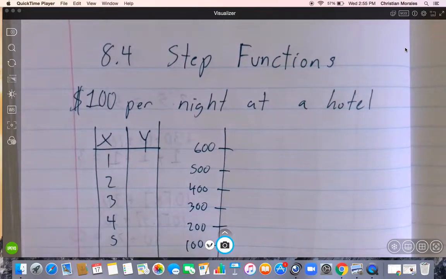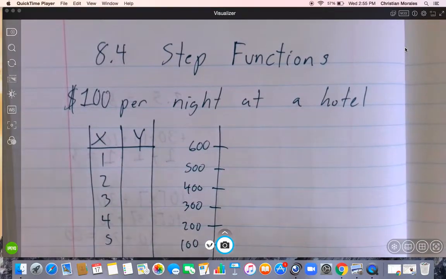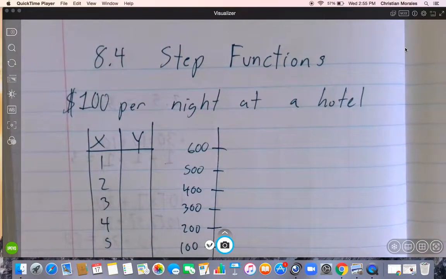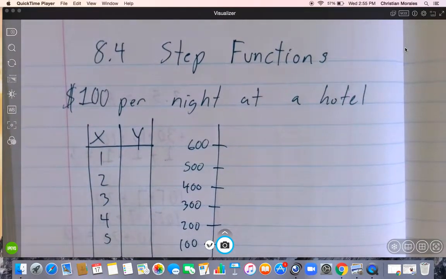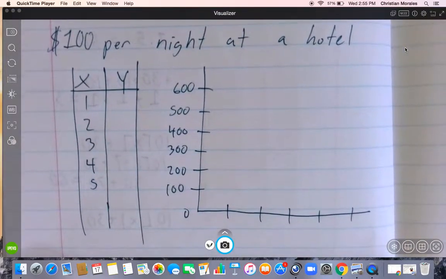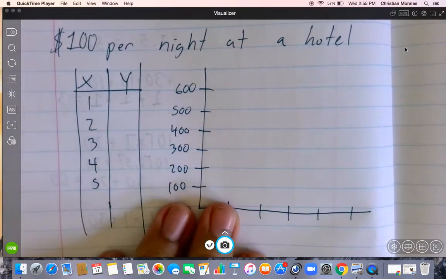It's 8.4, last lesson of the semester, step functions. Before I go into the steps, let me go to the word problem. I'm kind of going backwards, but it's better if I explain it this way. Let's say there's a hotel and they charge you $100 per night to stay at this hotel.